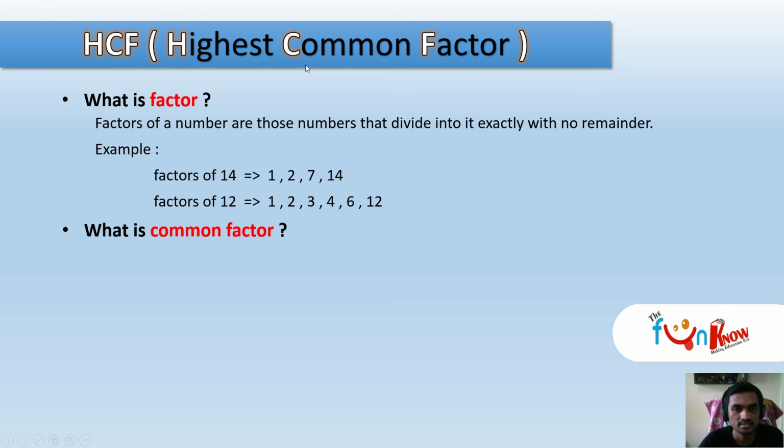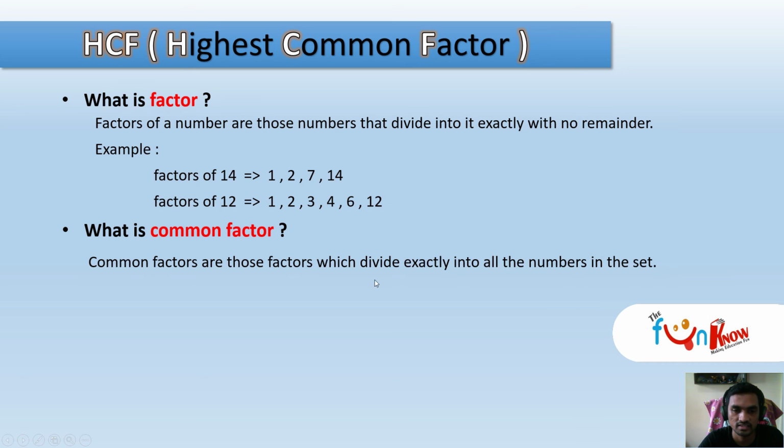So what is a common factor? Common factors are those factors which divide exactly into all numbers in the set. For example, here we have the same set of numbers. We need to find the numbers which are common in both sets, and it should also be the greatest number. Here we can see there is only one number which is common, which is the number 2. So 2 is the common factor, and there is no other number.